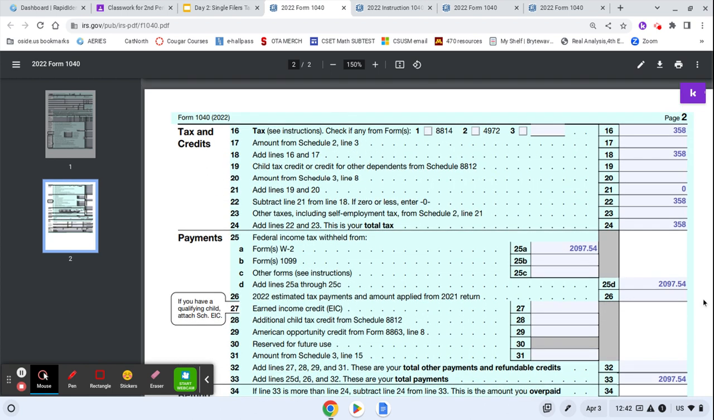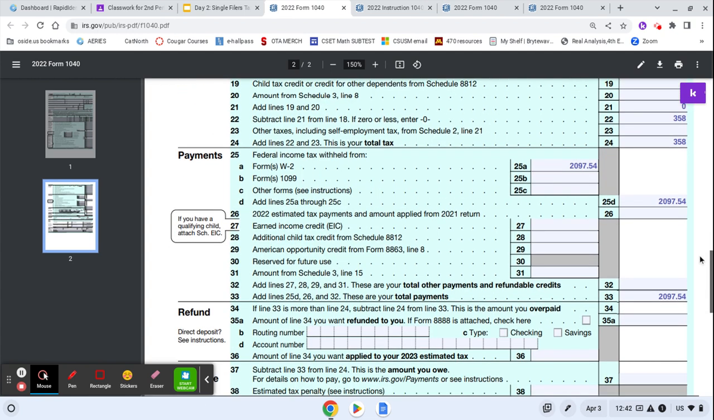Now is the fun part. I was withheld $2,097, but I only owe $358. So that means the government owes me money back. I paid too much. So I grab my calculator again, 2097.54 minus the $358, and I get a refund amount of $1739.54. The refund amount goes in line 34 and line 35A.